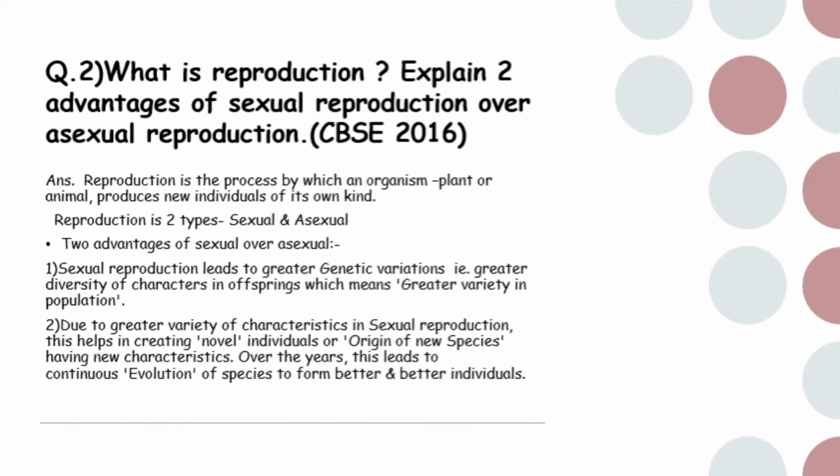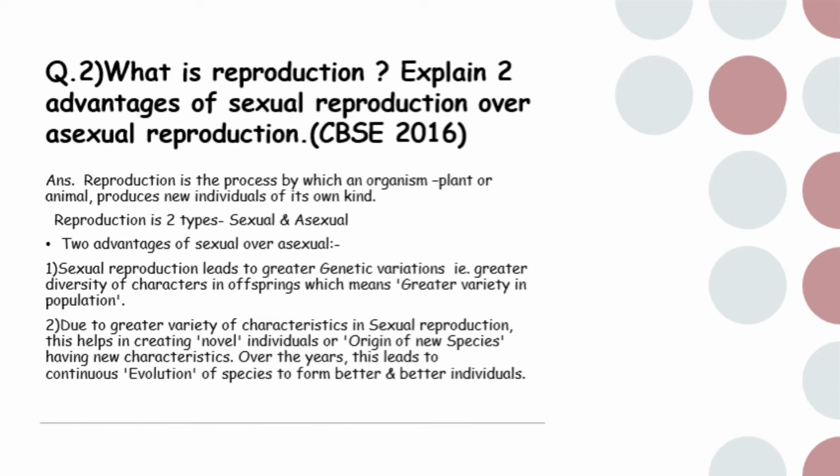Advantage number 2 is, due to greater variety of characteristics in sexual reproduction, this helps in creating novel individuals, that is, new individuals which are better than their previous ancestors. And this leads to the production of new individuals which lead to evolution of species. So there is origin of new species having new characteristics in sexual reproduction.